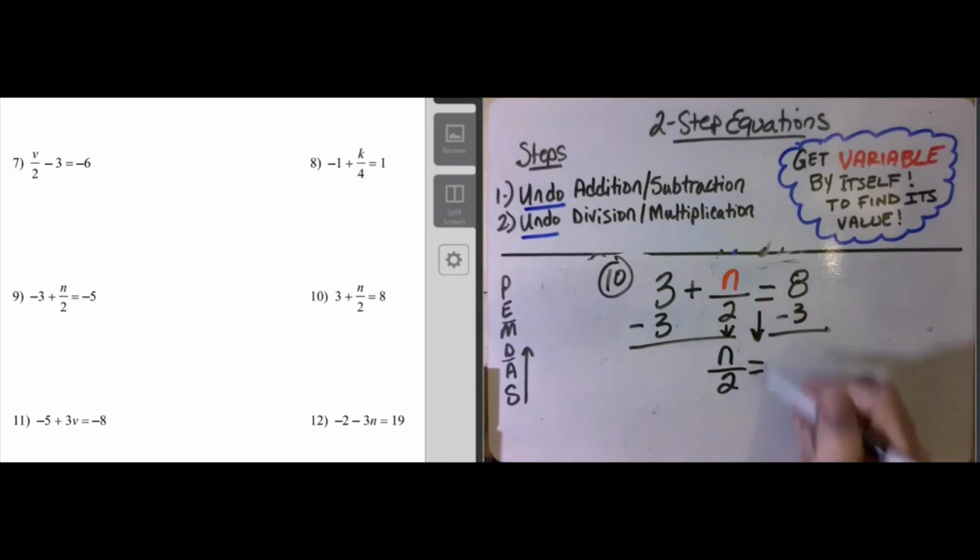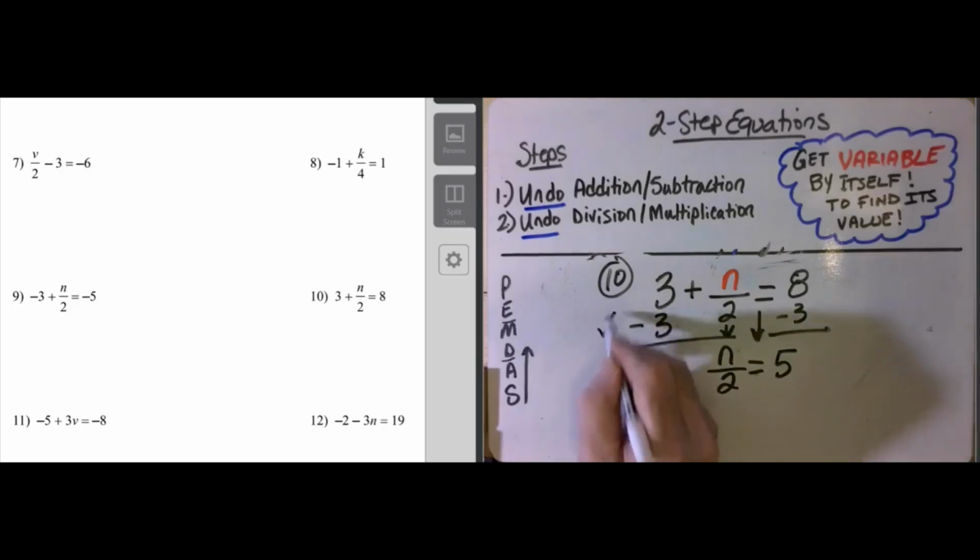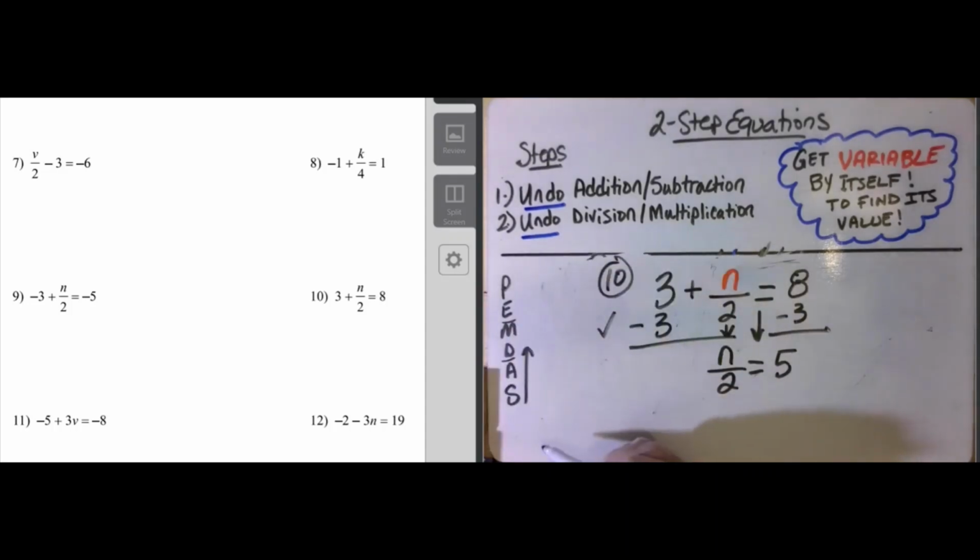Bring down that equal sign. 8 minus 3 is 5. So step number 1 is complete. Step number 2 now is to undo the division or multiplication.